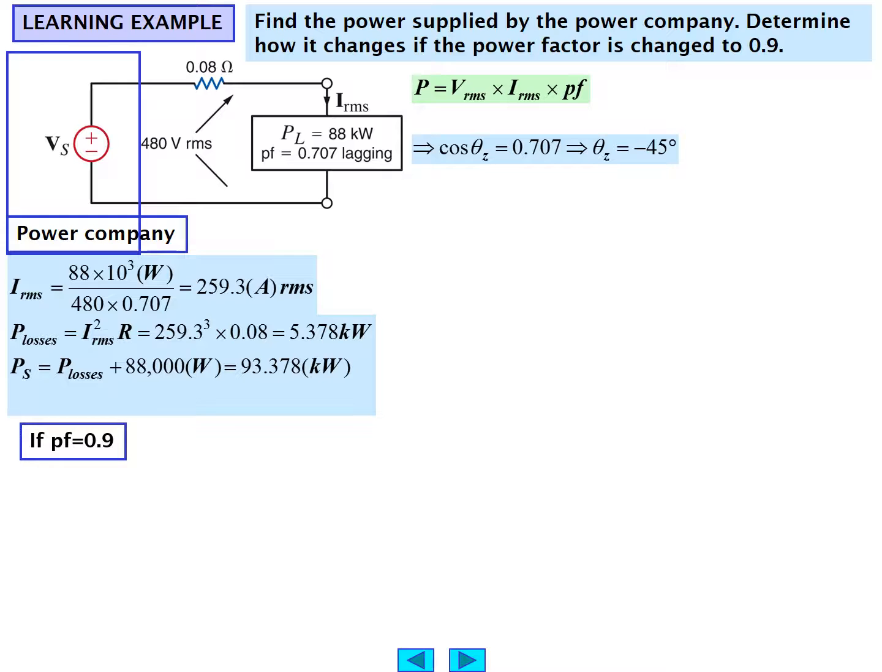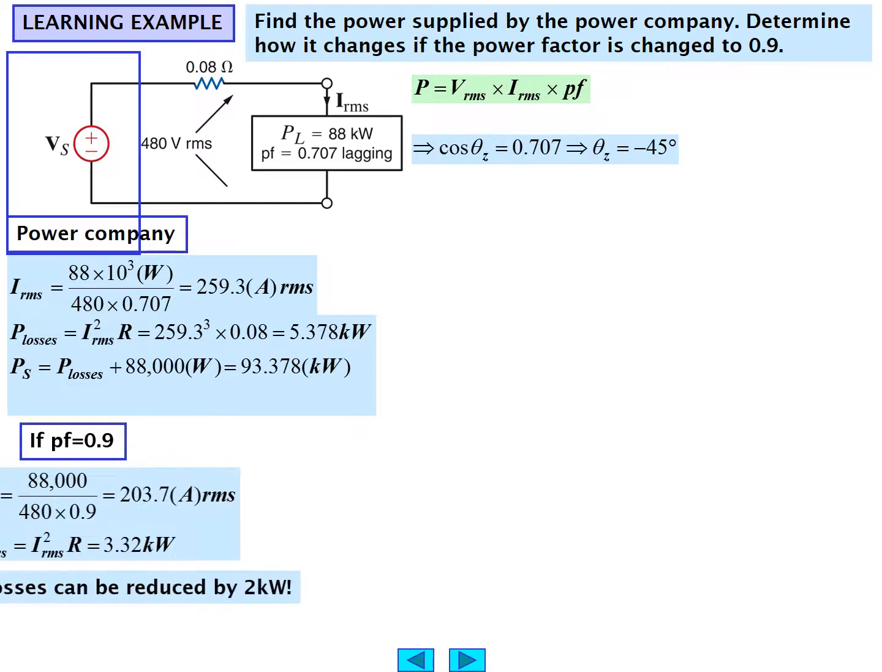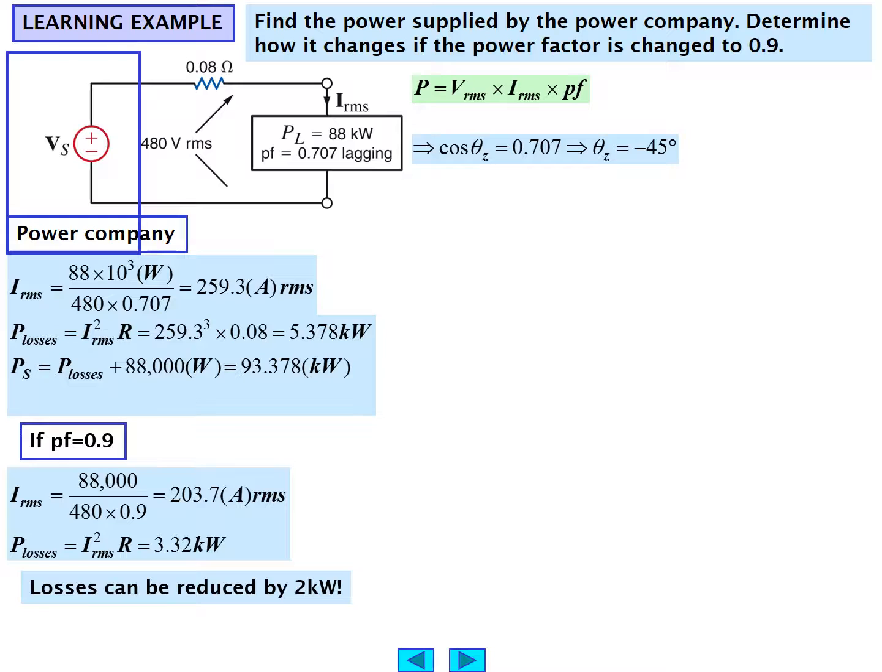If the power factor now changes to 0.9, we can redo the calculation. By substituting 0.9 for the power factor, we find that IRMS now decreases to 203.7 amperes RMS, down from 259.3. And the losses due to distribution are still IRMS squared times R, but now have been reduced from 5.378 kilowatts to 3.32 kilowatts. In other words, a reduction by 2 kilowatts.